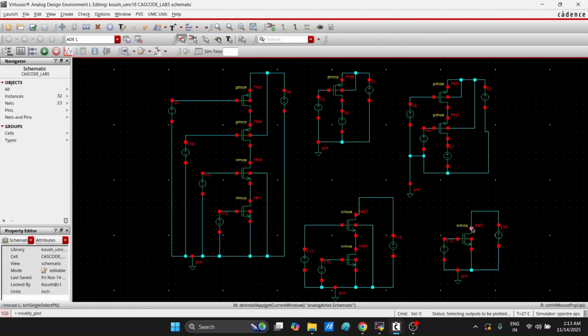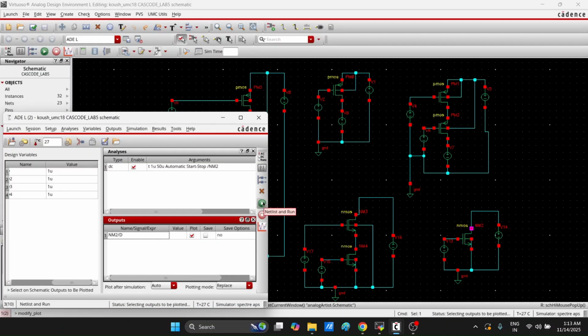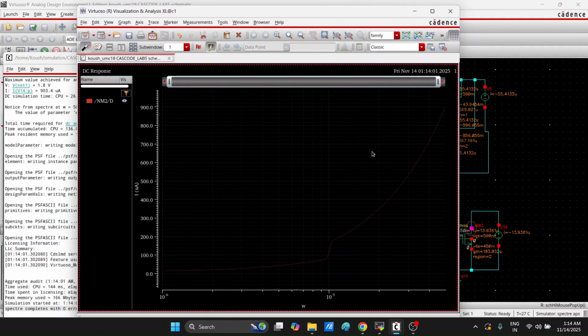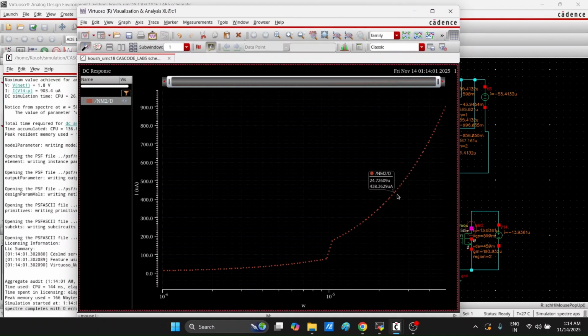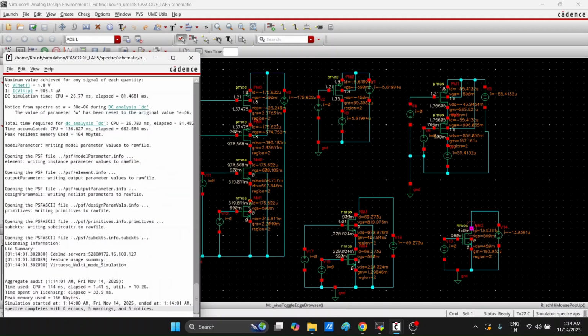So I will plot the drain current for this NMOS. Let us see what curve we get. So we are getting a curve of drain current versus width. We can observe that we will need at least 10 micro width to get a current of our desired range between 150 micro to 190 micro. So we will fix the width of this NMOS at 11 micro and proceed for the second NMOS.